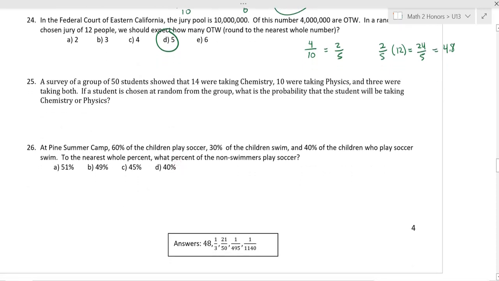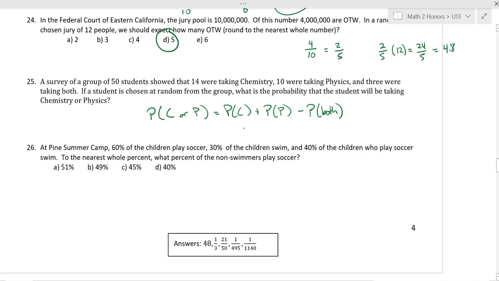25, a survey of a group of 50 students showed that 14 were taking chemistry, 10 physics, and 3 were taking both. If a student is chosen at random from the group, what's the probability the student will be taking chemistry or physics? Okay, so the probability of chemistry or physics is the probability of chemistry plus the probability of physics minus the probability of both, right?